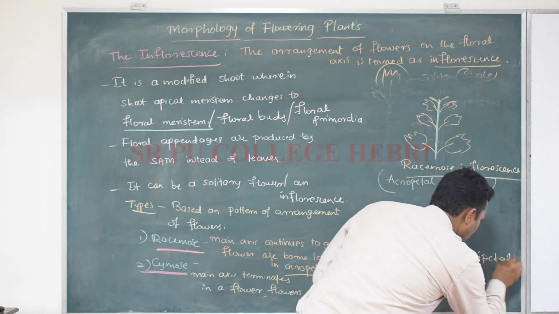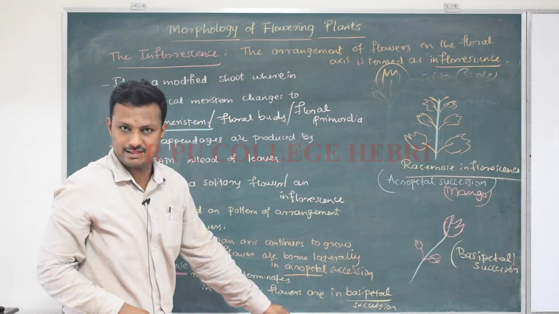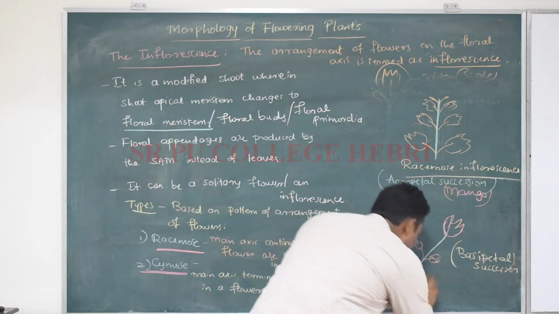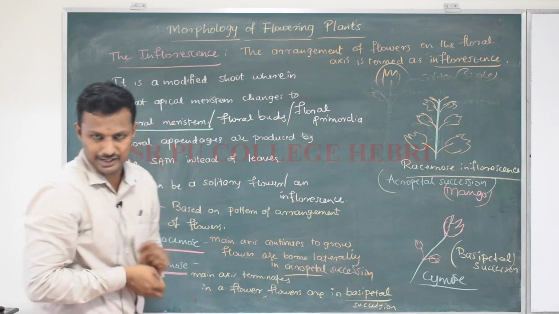basipetal succession. It is called what? It is called basipetal succession. An inflorescence that has basipetal succession is what is called cymose inflorescence. It is called cymose inflorescence.